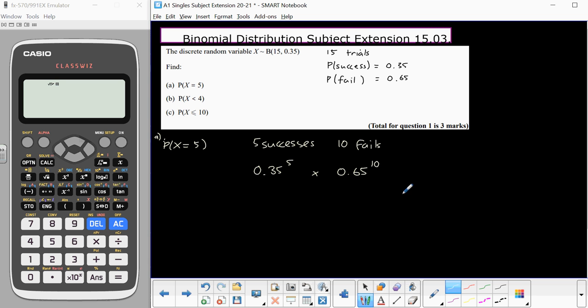That's actually a different situation. So that would be 0.35 multiplied by 0.65 multiplied by 0.35 to the 4. So 1 success, 1 fail, another 4 successes, and then another 9 failures. And you might think, well, yeah, that's just the same calculation. 0.35 times 0.35 to the 4 is 0.35 to the 5. And you'd be right. However, this is a different situation.